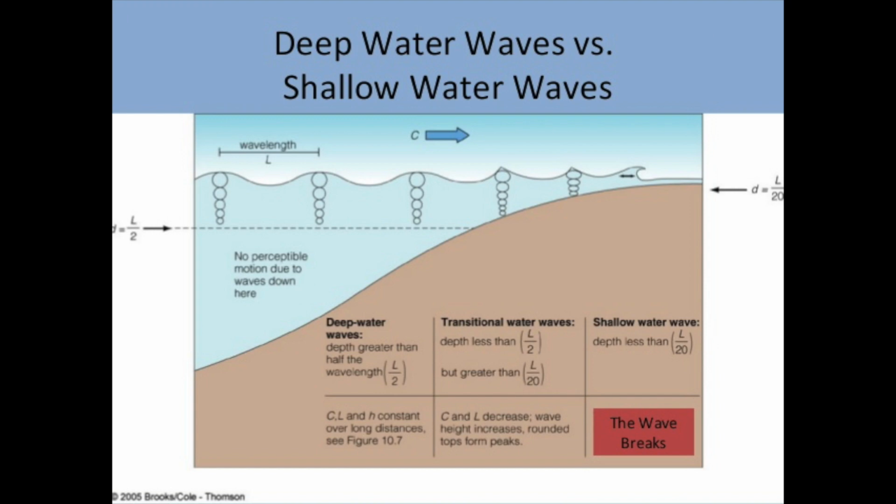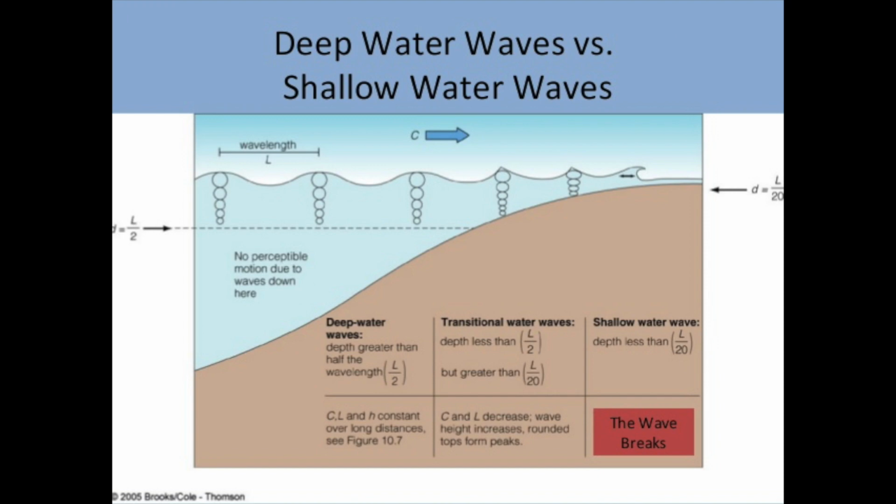A wave is classified by the ratio of the water's depth to the wavelength of the wave. Deep water waves move in a circular orbit, while molecules in shallow water waves move in an elliptical orbit. When the depth of water is much greater than half of the wavelength, then the wave is classified as a deep water wave. In deep water waves, the wave speed is a function of the wavelength.